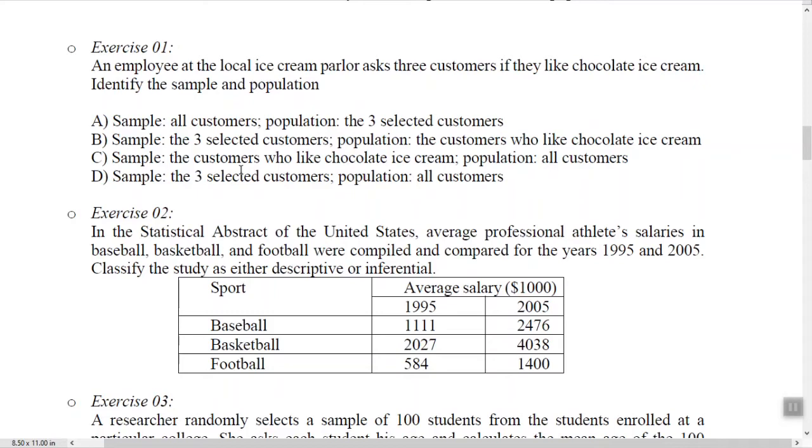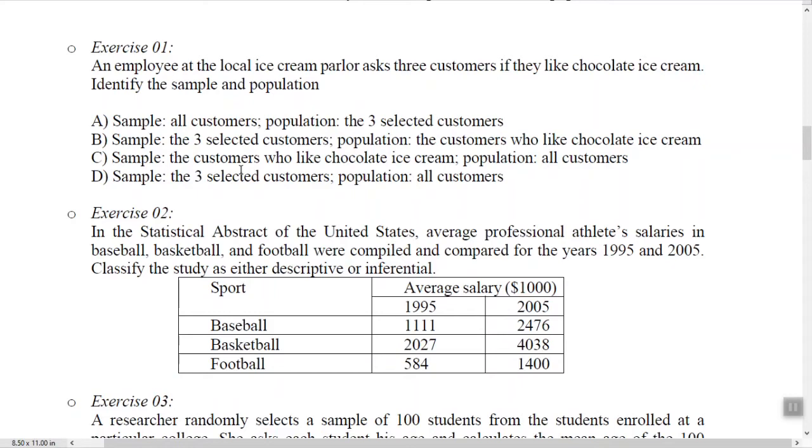Sample is what we are going to test. So in this case, that seller is asking from 3 customers. So definitely the sample size is 3. Now, how do we find the population? It is a little bit tricky, but if you read this statement clearly, you should be able to identify this.